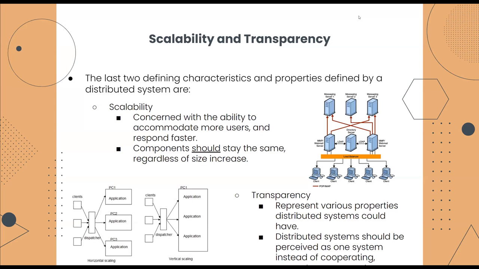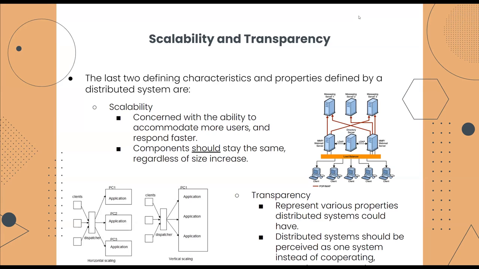So the last 2 characteristics are scalability and transparency. Scalability is solely concerned with the ability to accommodate more users and respond faster. That means that if you're designing a prototype and releasing it to the general public, you have to scale it in order to match the size increase that comes with opening yourself up to the general public. The components should stay the same regardless of how many people you have to handle.